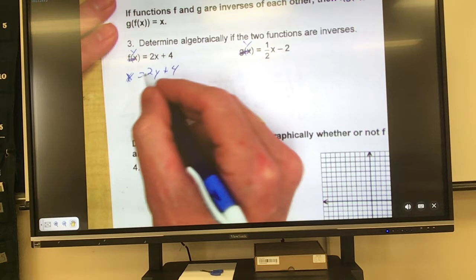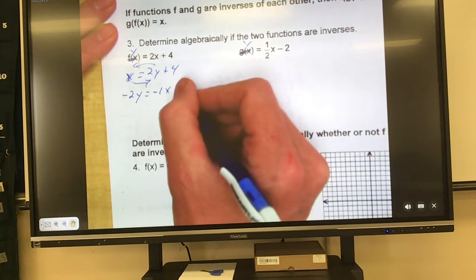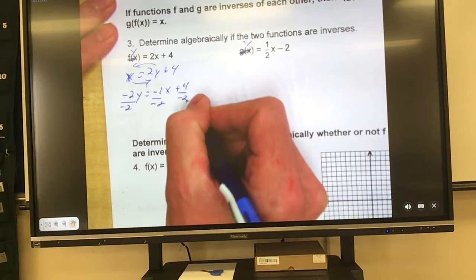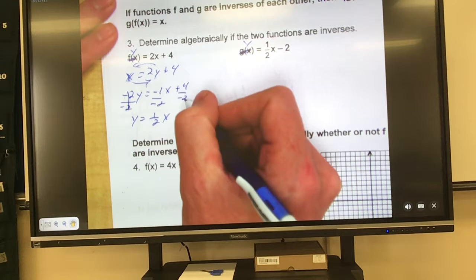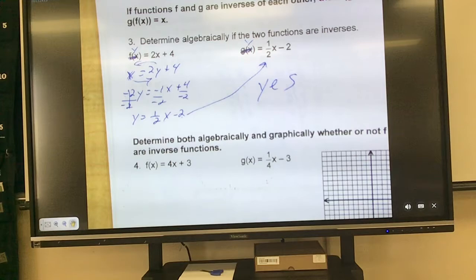I'm going to solve for y. So move my y across, move my x across. So it's negative 2y equals negative 1x, so right across came a negative, plus 4. Divide by negative 2 all the way across. And y equals a negative over negative is a positive 1 half x. 4 divided by negative 2 is negative 2. I look at it compared to this one, and they are exactly the same. So yes, this one is an inverse of this one. So these are inverses. Okay? So let's check out the next one. It says determine both algebraically and graphically.